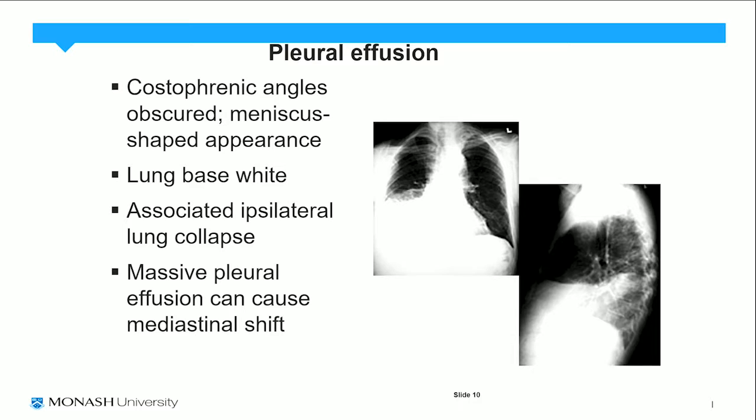Now focusing on pleural effusion. With pleural effusion, and especially when the patient is, of course, in an erect position, the costophrenic angles are obscured, and they normally have a meniscus-shaped appearance, and the lung base becomes very white. You could have an ipsilateral lung collapse if the effusion is very big, and with massive pleural effusion, you can also have mediastinal shift.